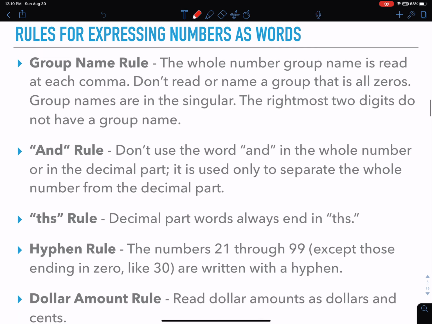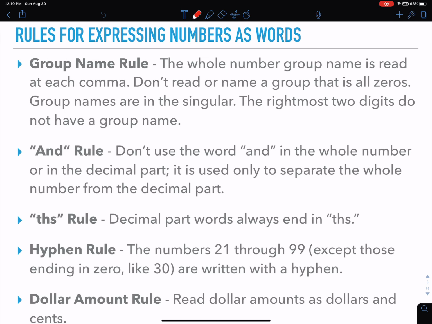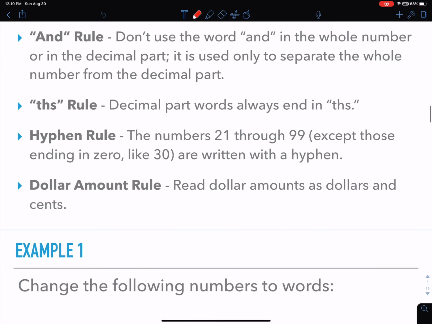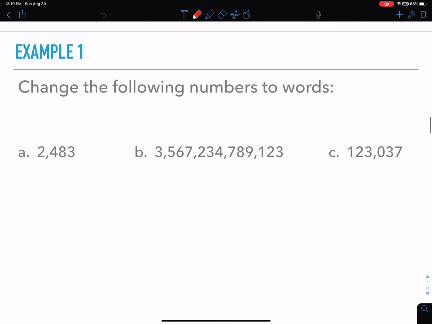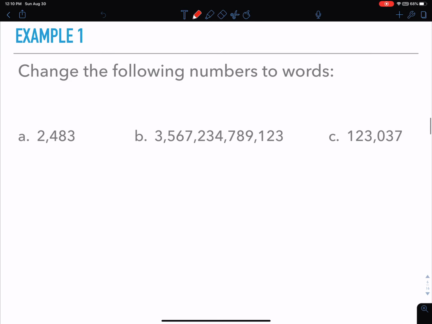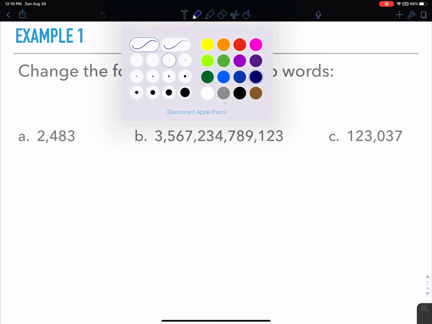There are some rules for you to look at, so make sure you take a look at these rules. The group name rule, the and rule, the hyphen rule, and the dollar amount rule. And then we'll take a look at example 1. So we want to change the following numbers to words. So the first one, we have the number 2,000.